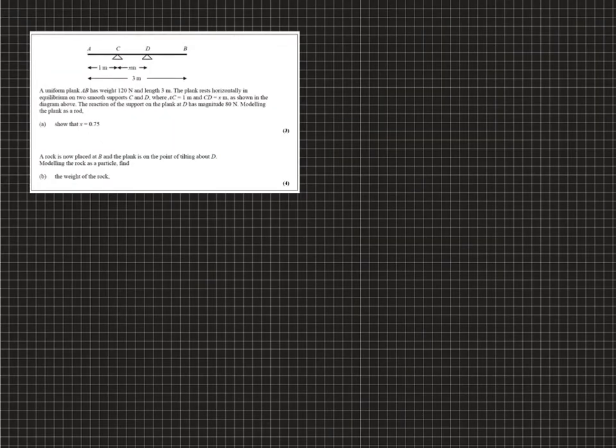So let's have a look at the first question. We have a uniform plank, AB, with a weight of 120 newtons and length of 3 meters. I'm going to sketch out a slightly larger diagram here. Here's my uniform plank. One end A, one end B, and it's clearly pivoted at point C, which means there'll be a reaction force, we'll call it RC. And there's a second pivot over here at D. So there's a reaction force of the pivot pushing up on the rod, which is RD.